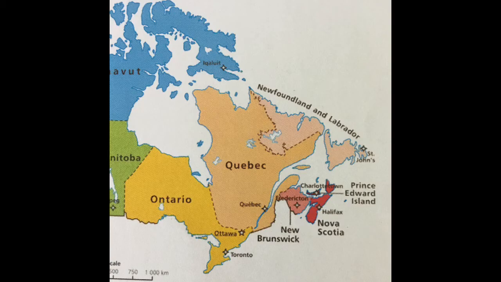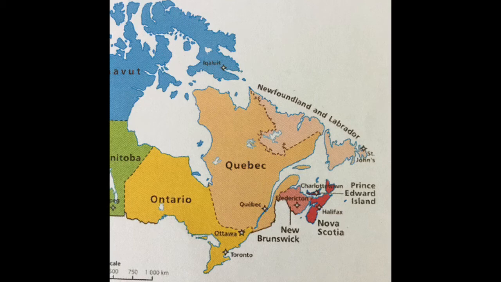Next, we have the province of Ontario, Quebec, Newfoundland and Labrador. Then you can see New Brunswick. This one is pink, New Brunswick. Nova Scotia. And small little island, Prince Edward Island.